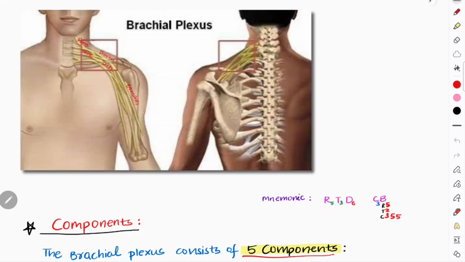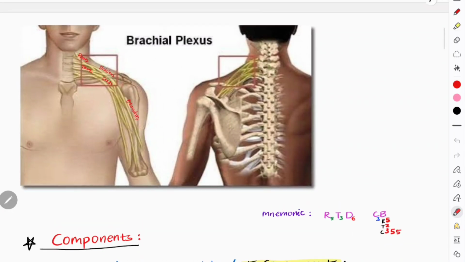Hi guys, this is part 2 of the brachial plexus. Today we are going to discuss the components of the brachial plexus. If you see in this picture, this is the full brachial plexus. Arising from the spinal cord are roots, which continue as trunks, and further continue as divisions, cords and branches. It's simplified here as an illustration, so we'll study those individual components.